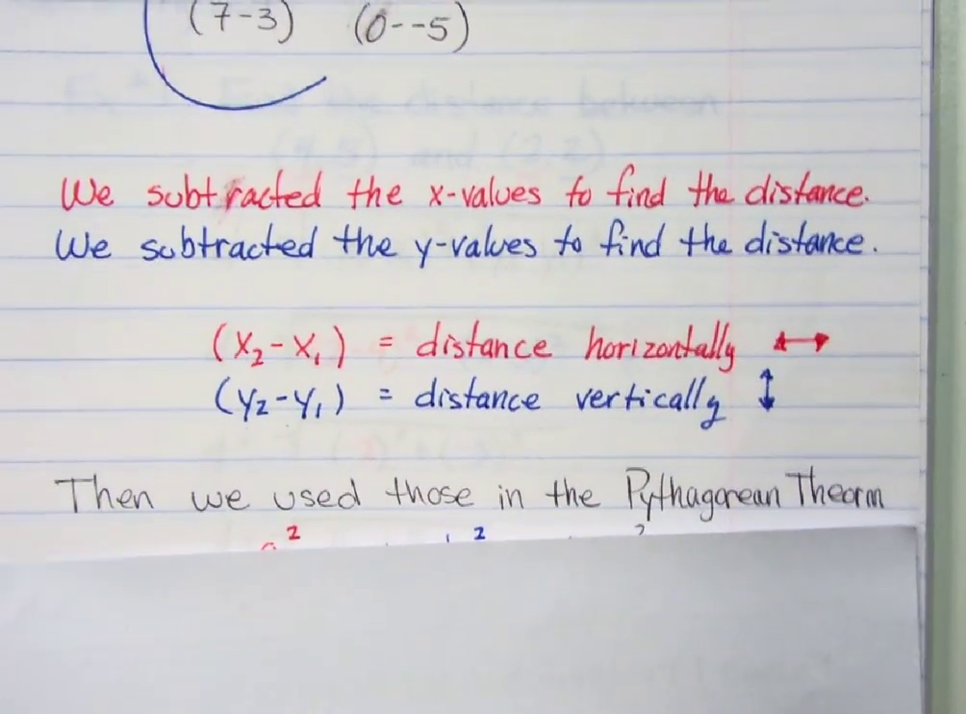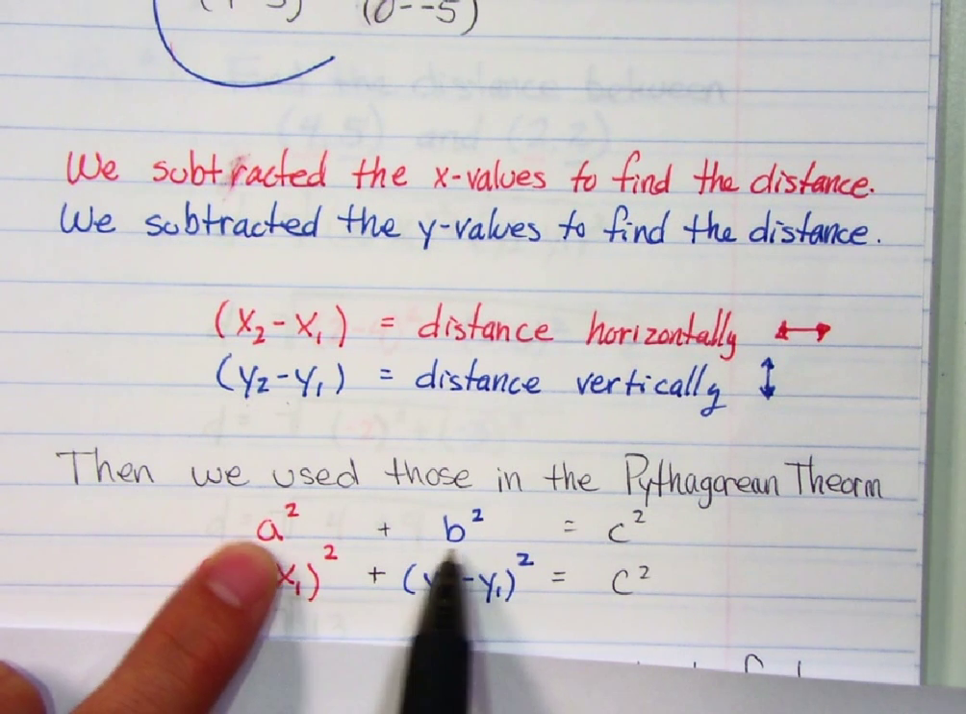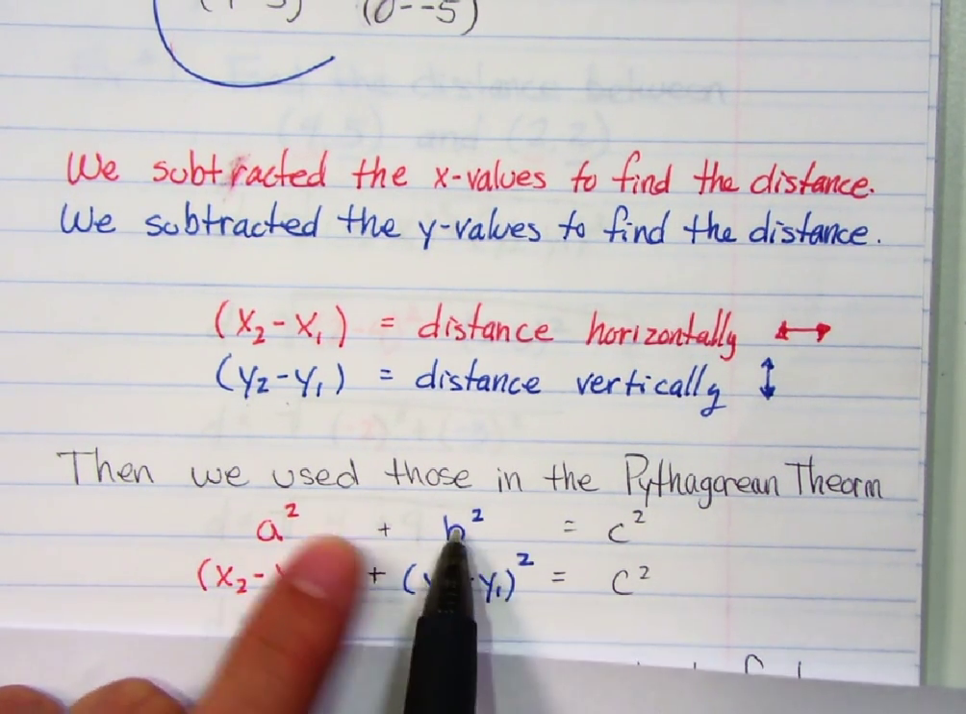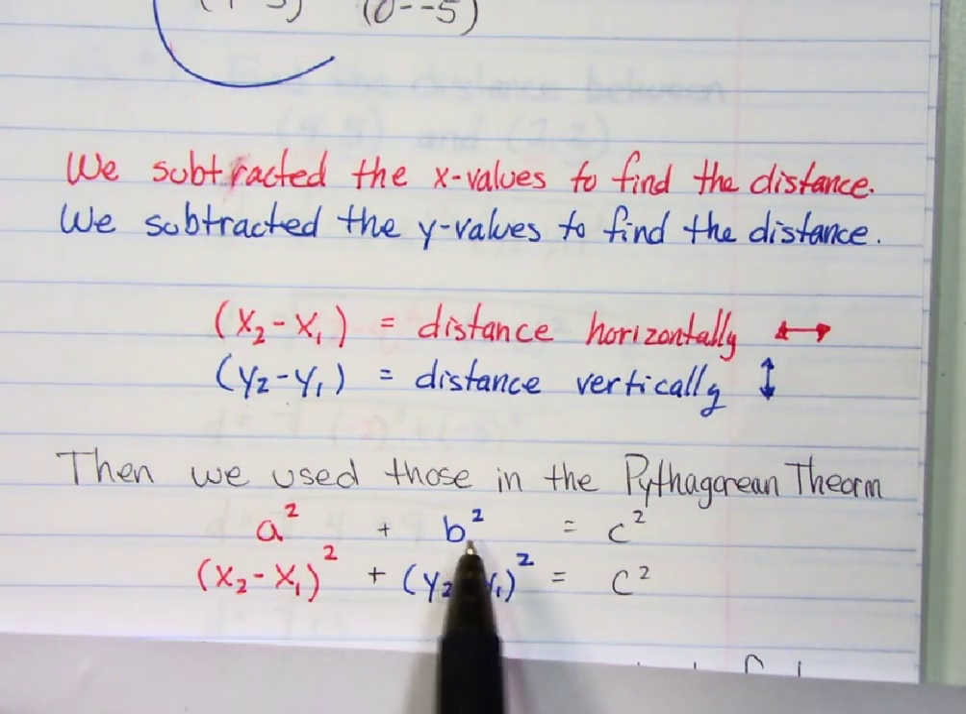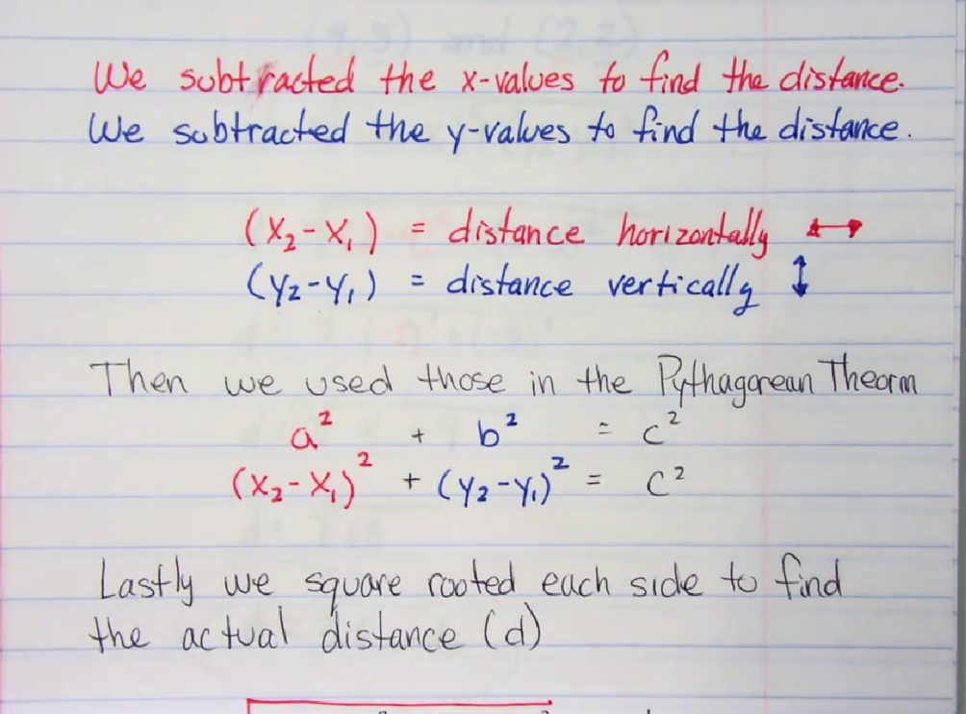And then once we found those two numbers, we plugged them into our Pythagorean theorem. Once you subtract these two, you square it. You subtract these two, you square it. That's what those two things are. And then after that, we finally square rooted both sides to find the distance.